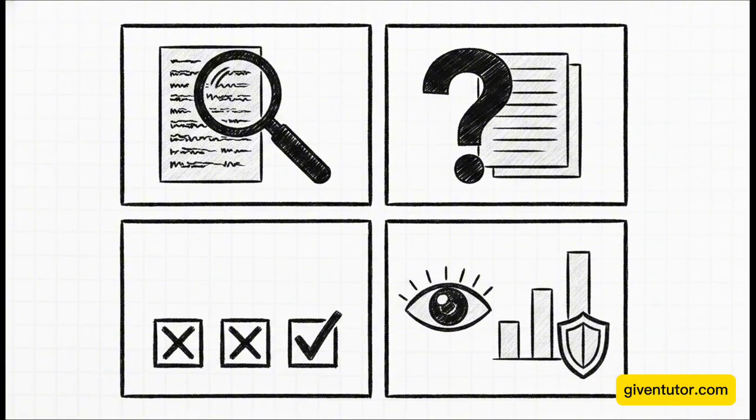Second, and guys, this is absolutely crucial, read the questions first before you read the dense passage. That way you know exactly what you're actually looking for. Third, eliminate the obvious wrong answers. It drastically increases your odds. And finally, always trust the visual data in the charts and graphs. The numbers won't lie to you.